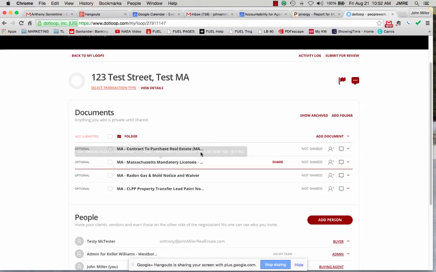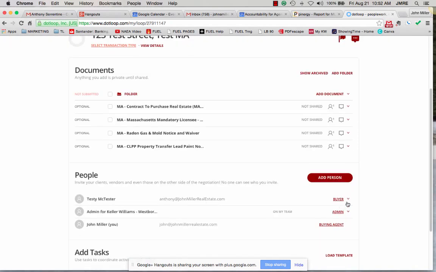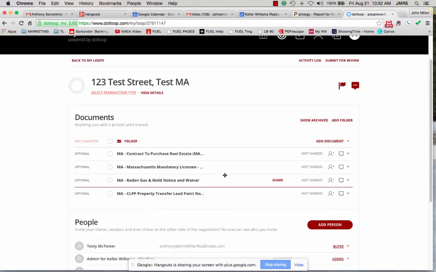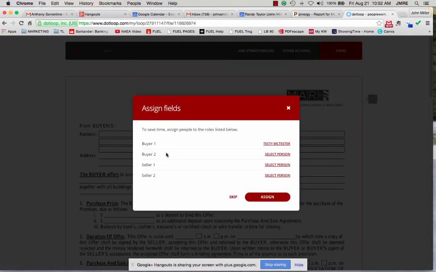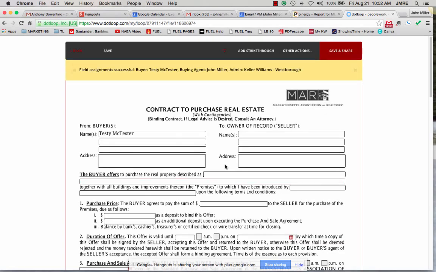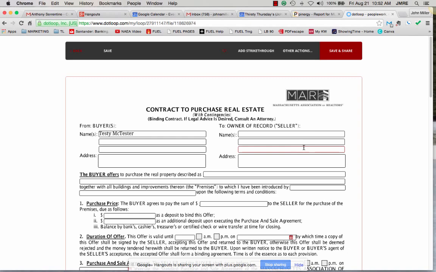So now that you've added a person and you've chosen their role on the right-hand side, we'll start with the contract to purchase. And you see here it gives you another option to select a person for those roles. So if you had buyer 1 and buyer 2, you can do that, and just click Assign. And if you had the seller's name, you could do that too. You see what happens here on the top left-hand corner. It automatically puts in the person's name on the top left. And you could also have their address if you wanted to by entering it in the section we were just in where you add people.